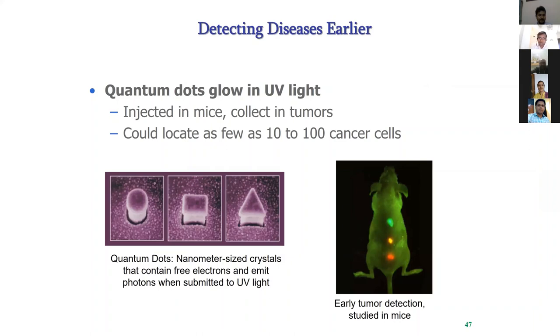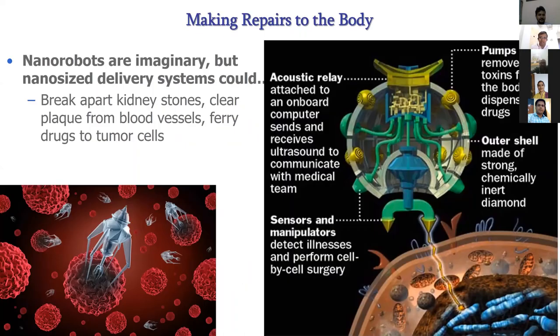The quantum dots go selectively to the cancerous cell and start emitting different light. By that, you can detect cancer cells as few as 10 or 100, even at a very early stage. Right? This is not real yet, but this is the future, where people are thinking about a nanorobot which goes into your body and does the surgery. You don't need to open up your body, and it does everything that a normal robot does. So that's another big thing that will come.